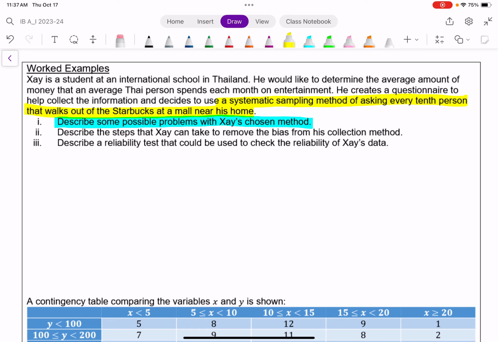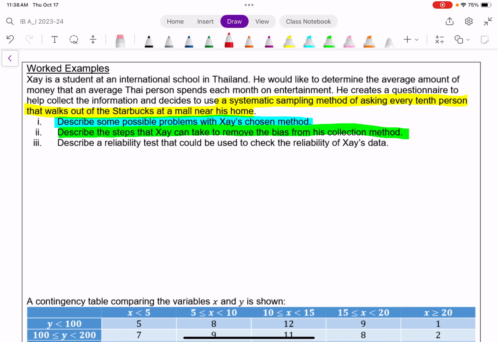So what can we do to remedy this? Describe some steps to remove the bias. A few things we can do. First, ask people in more than one location. Nothing wrong inherently with asking at a Starbucks or a systematic method, but more than just that one location in that one mall. And try to find areas that relate to different demographics of the population.